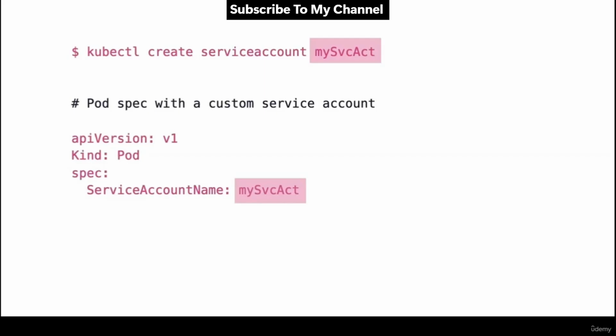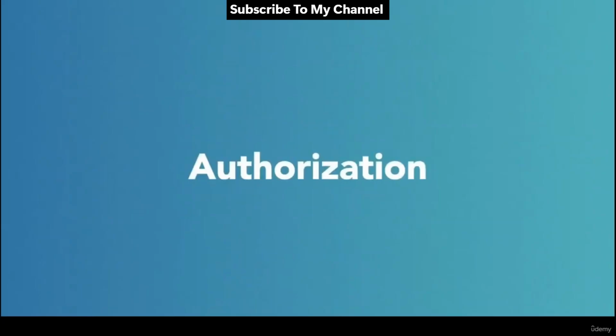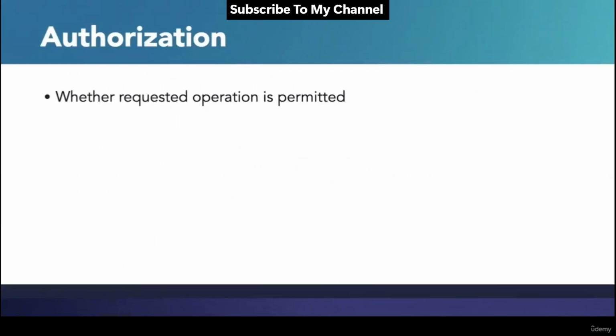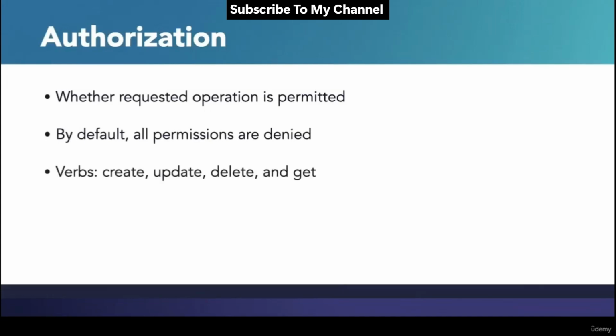Okay, so we covered the authentication. Let's switch to authorization. Once a user or a service account has been authenticated, API server then validates if the requested operation is allowed. By default, all permissions are denied. Keep in mind that the authorization plugin checks for permissions only at the verb level. A more granular validation beyond the verbs is done by the admission controller, which we will see later.